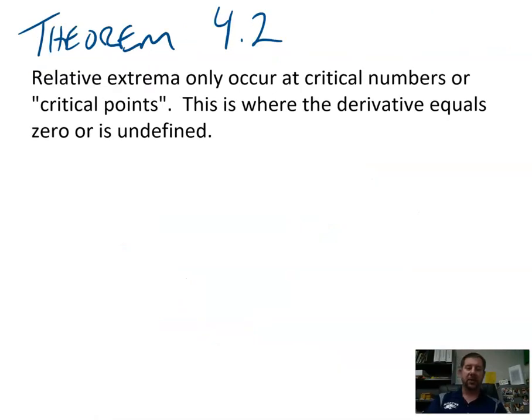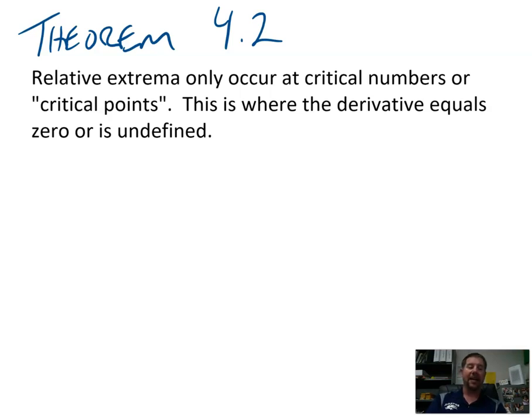Okay, our next theorem isn't cool enough to have a name, so we're just going to call it Theorem 4.2. You don't have to refer to it by name anywhere like we do the IVT. However, you do need to be familiar with its contents. This theorem states that the relative extrema, our mins and maxes together, only occur at critical numbers or critical points. This is where the derivative equals 0 or is undefined.